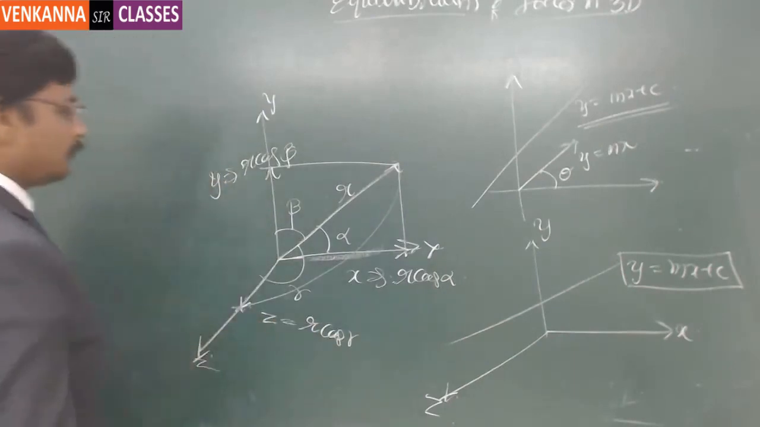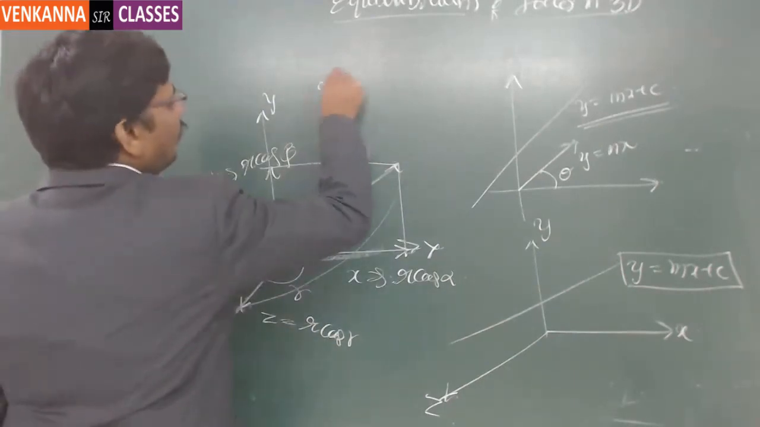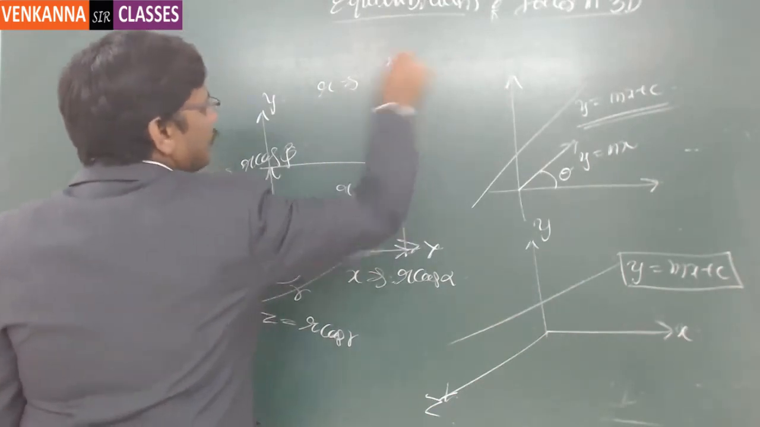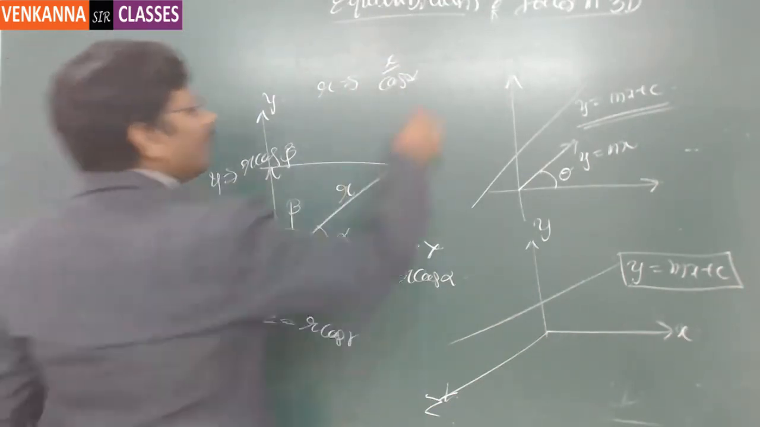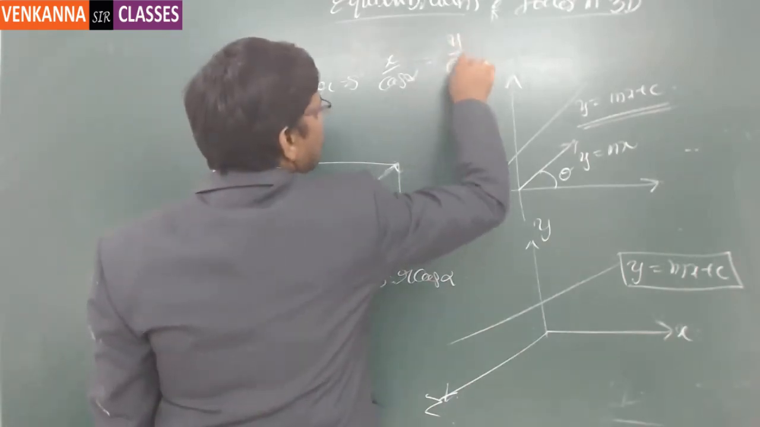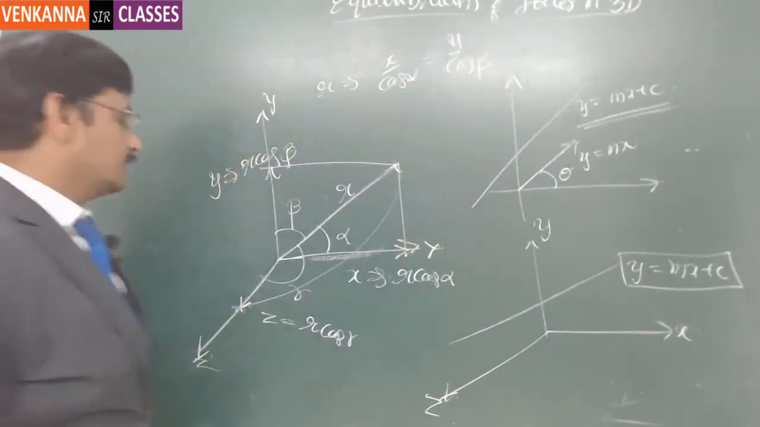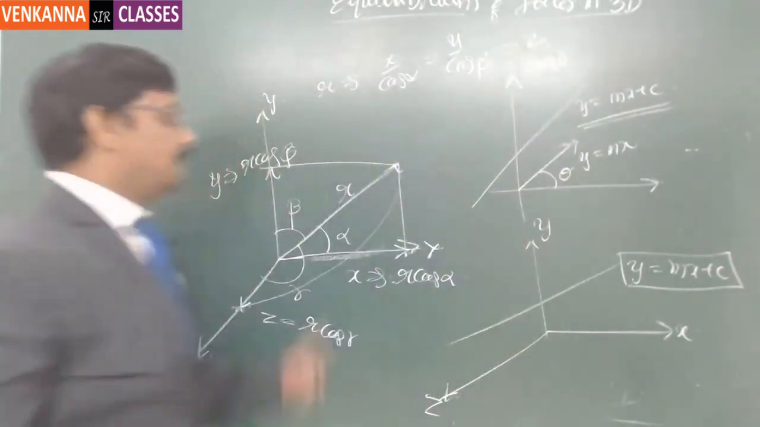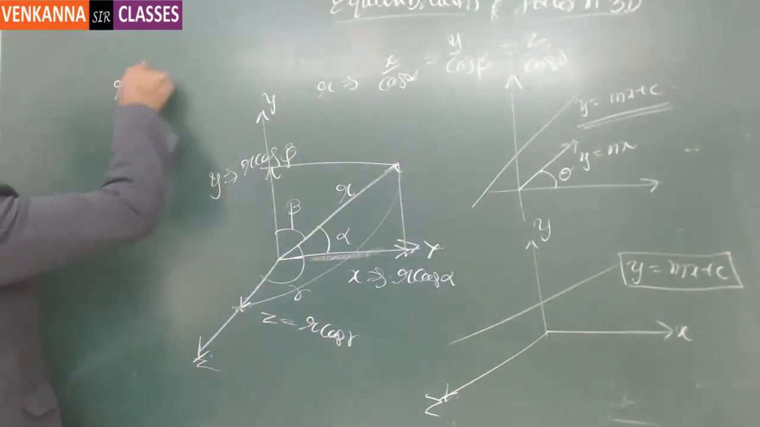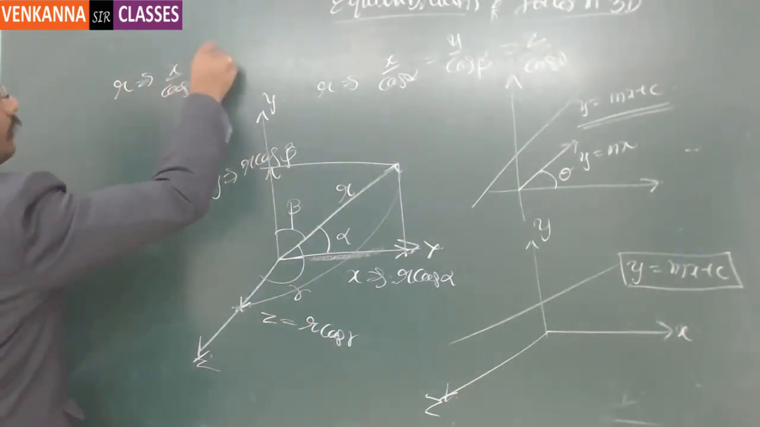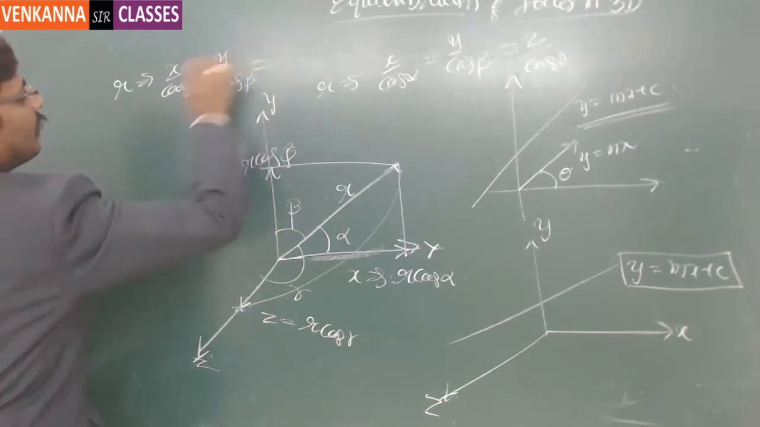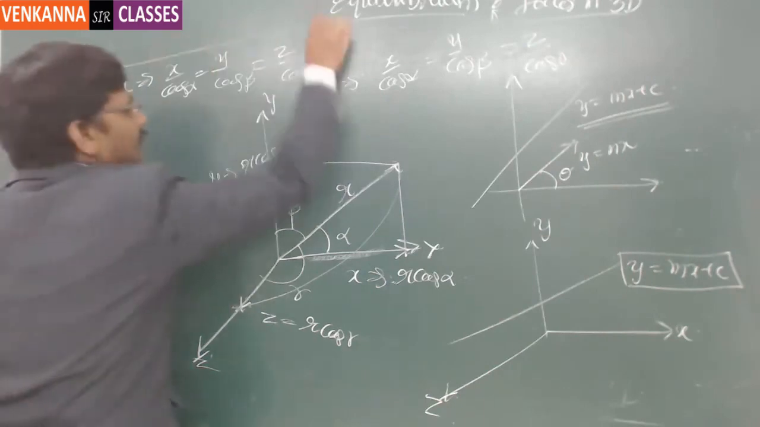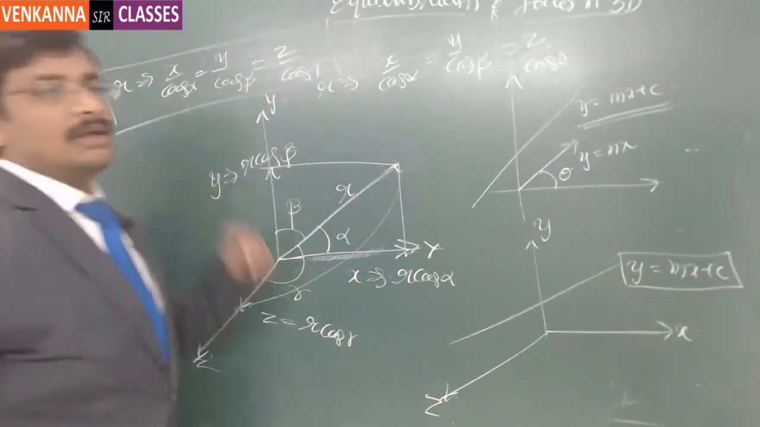Now the same equation, if I put it into a different format, I can write R as x by cos alpha, and the same R I can even write as y by cos beta, and the same R I can write as z by cos gamma. That means if I write this equation, R is equal to x by cos alpha equal to y by cos beta equal to z by cos gamma, this is going to represent a straight line equation. So this will give the fundamental relation.